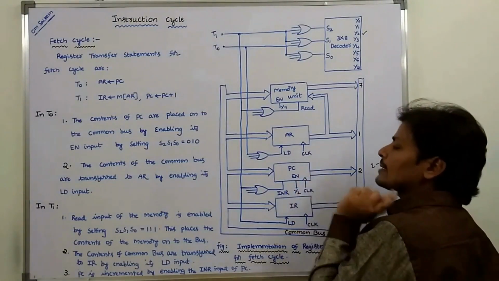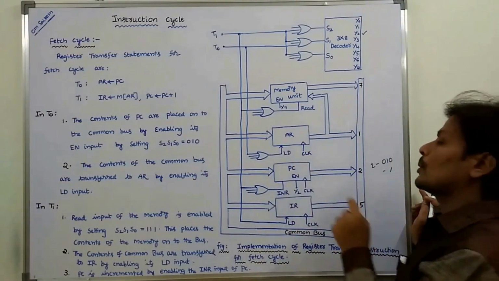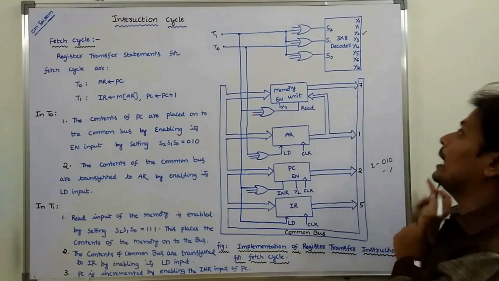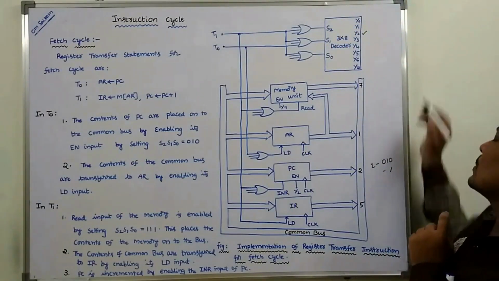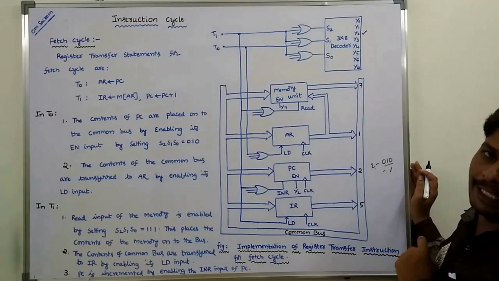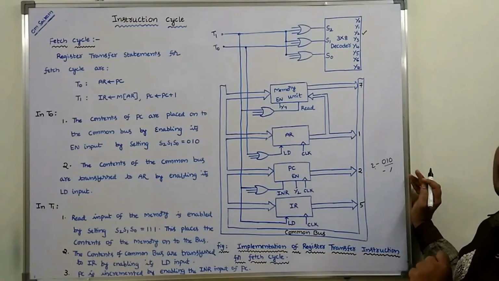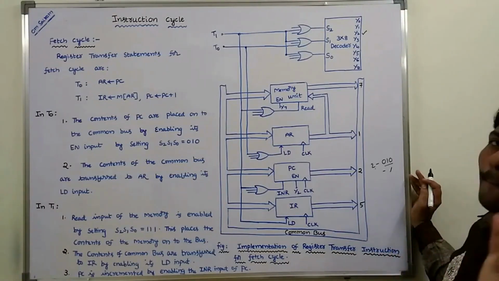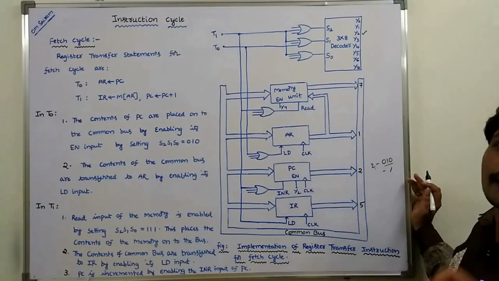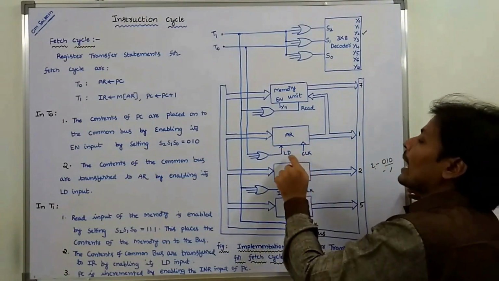So the content of PC, that is nothing but the address of the first instruction in the program, is placed onto the common bus by setting the inputs S2, S1, S0 to 0, 1, 0. 0, 1, 0 is nothing but 2. So then the output Y2 is activated. Now the content of the common bus is the address of the first instruction of the program. This address is transferred to the address register AR by enabling the load input.